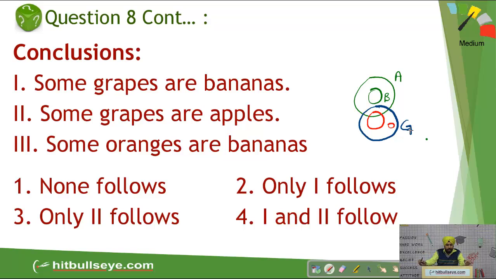Now the conclusions are some grapes are bananas. You can see it is not definitely true. Some grapes are apples. You can say because oranges are intersecting with apples. So some grapes are apples will definitely be true. And some oranges are bananas. You can see even that is not true. So only the second conclusion follows. So this becomes our answer, right? Moving on to the next question.